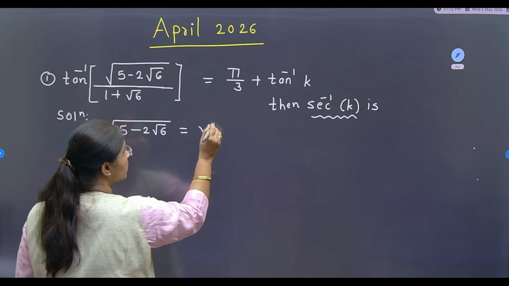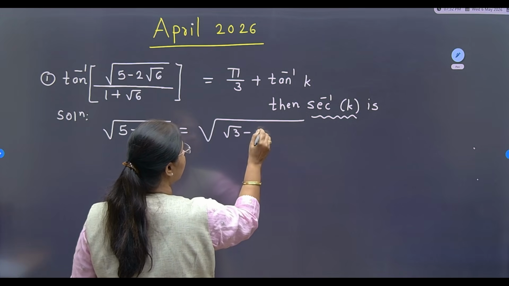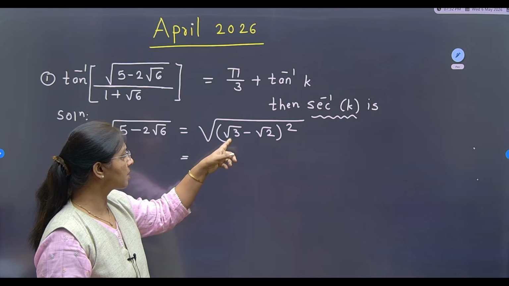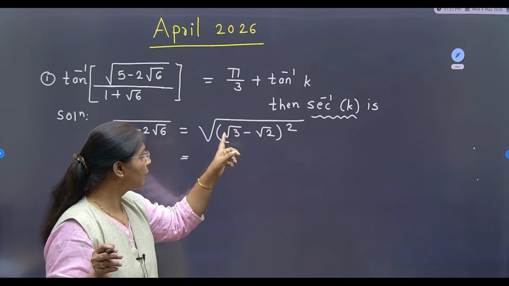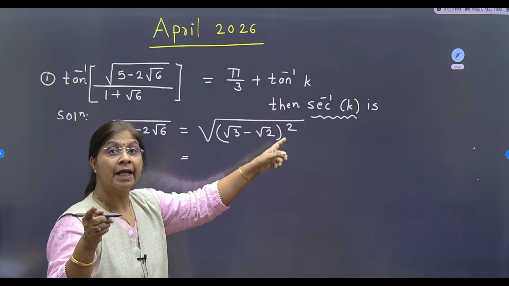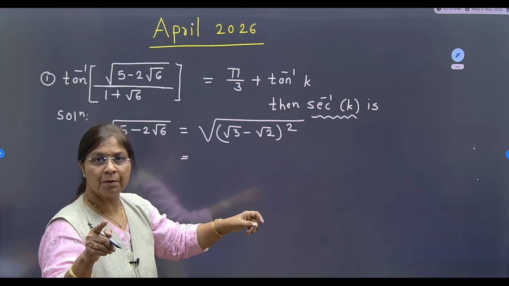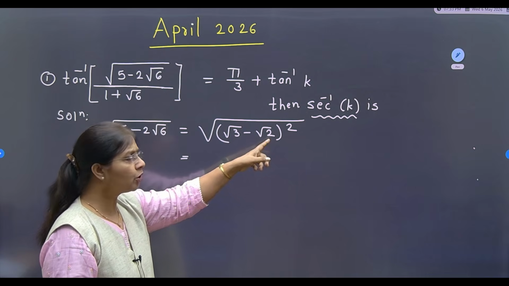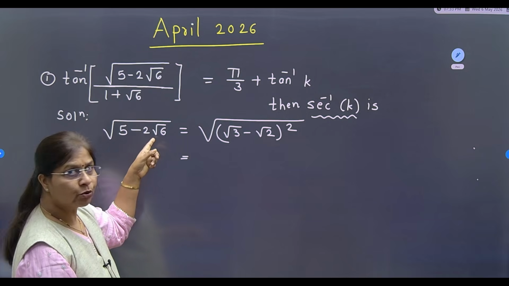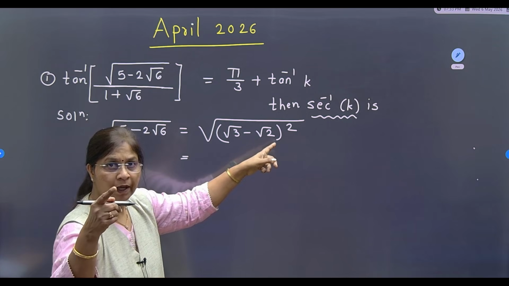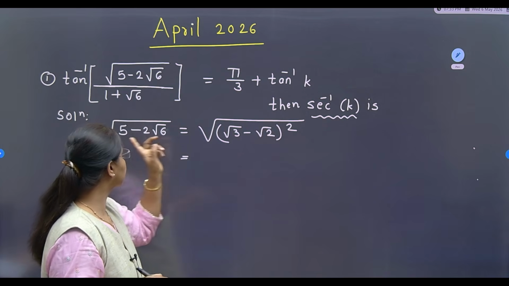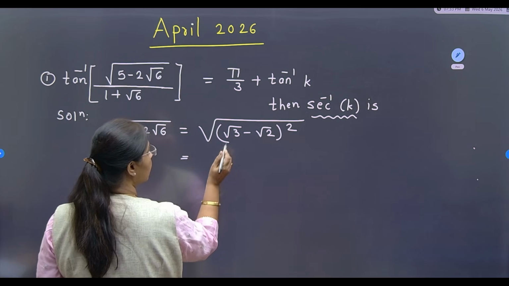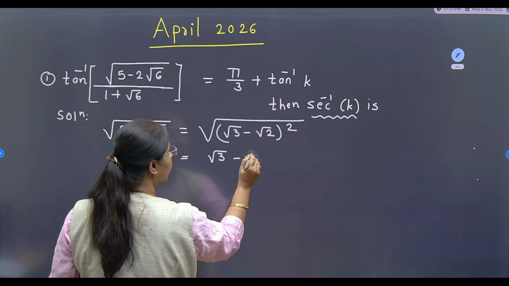First, an adjustment step: (root 3 minus root 2) whole bracket squared. Suppose root 3 is equal to a and root 2 is equal to b. We know that (a minus b) squared expands to a squared minus 2ab plus b squared. Root 3 squared is 3, minus 2 root 3 into root 2, which is 2 root 6, and plus b squared, that is root 2 squared, 2. 3 plus 2 gives 5. This is our first adjustment. Then the square root cancels, and we get root 3 minus root 2.